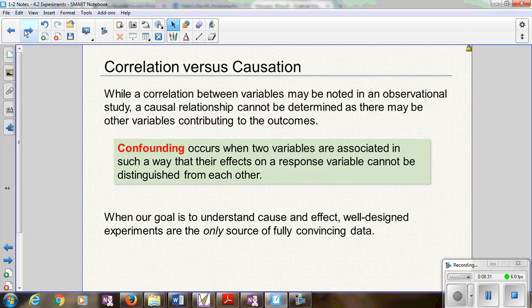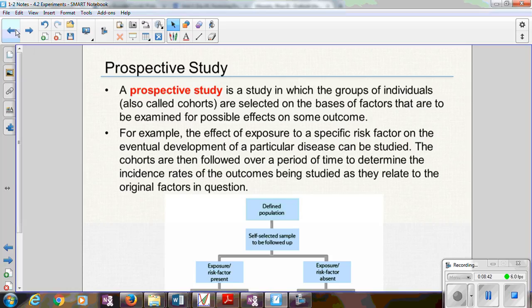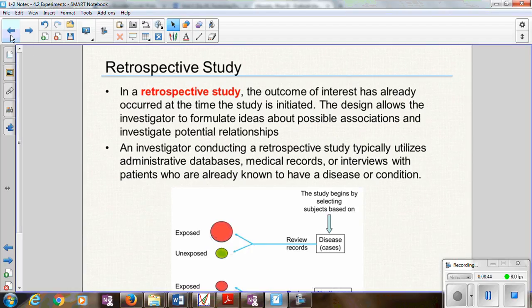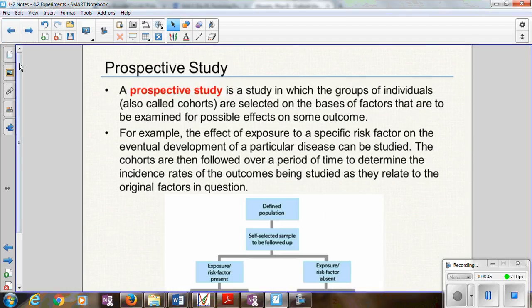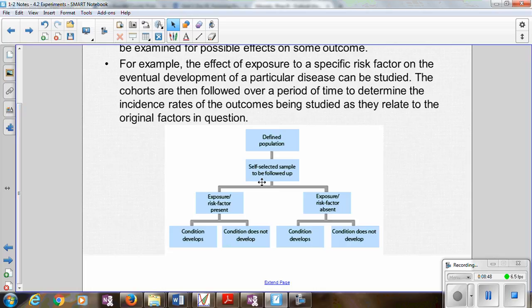When our goal is to understand cause and effect, it's important that we only do a well-designed experiment. It's the only source of truly convincing data. So, for example, if you think back to the longitudinal study, if we're thinking about the Head Start programs, there may be a lot of other factors involved with the children that end up in Head Start versus the children that don't. There may be a lot of differences among those groups of children to begin with that might explain the differences in their outcomes.